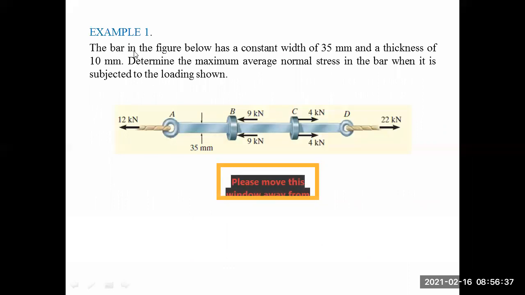Example 1. A bar in the figure below has a constant width. This is the width of the bar and a thickness of 10 millimeter. Thickness is 10.